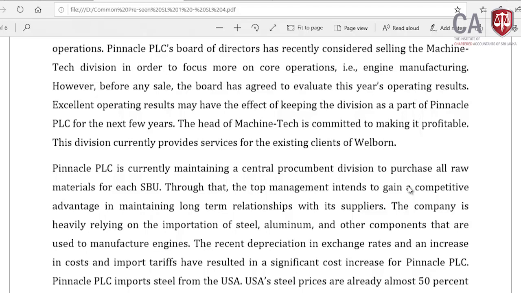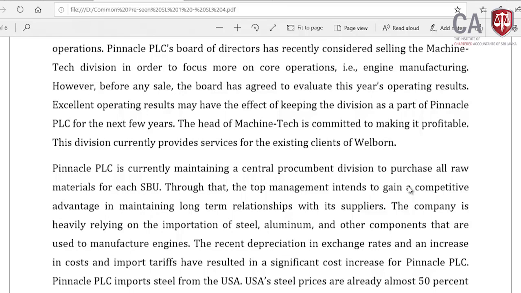The company is heavily relying on the importation of steel, aluminum and other components that are used to manufacture engines. The recent depreciation in exchange rate and increase in cost and import tariff have resulted in a significant cost increase for Pinnacle PLC. Look at that sentence carefully.